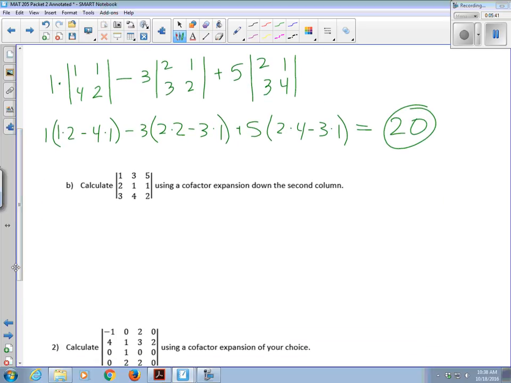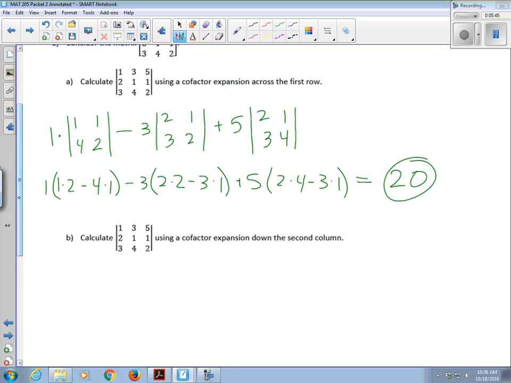But because I'm using an even numbered column, I start with a negative. So with A, I had a 1, I started with plus, and then I went minus, and then plus. When you're using an even row or an even column, start with a negative. So I'm going to start with negative 3 times some 2 by 2 determinant, plus 1 times some 2 by 2 determinant, minus 4 times some 2 by 2 determinant. And then I go through and figure out what those 2 by 2s are.